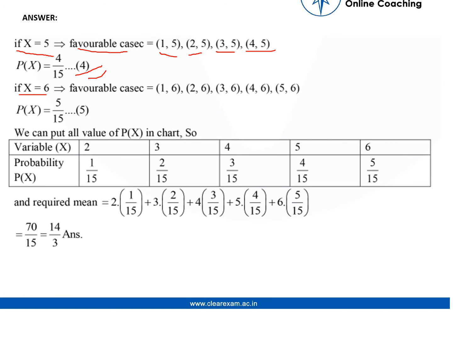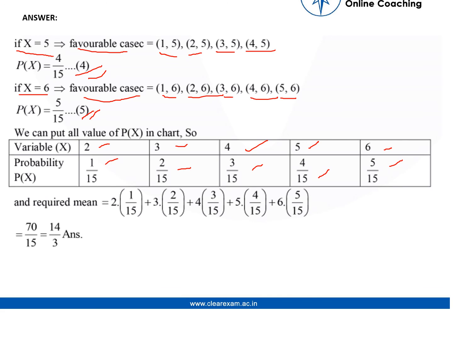And if x is equal to 6, favorable cases are 1 comma 6, 2 comma 6, 3 comma 6, 4 comma 6 and 5 comma 6. So basically 5 by 15. So we can put all the values in the chart, and for 2 we get 1 by 15, for 3 we get 2 by 15, for 4 we get 3 by 15, for 5 we get 4 by 15, and for 6 we get 5 by 15.